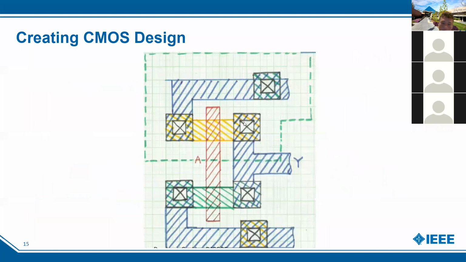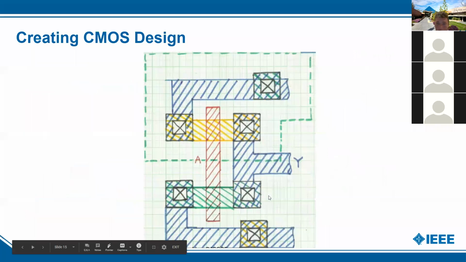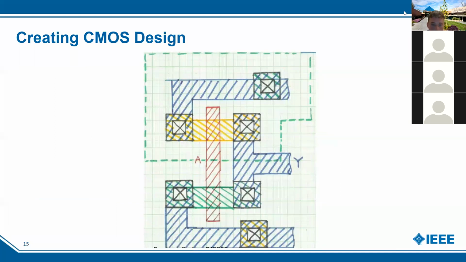And then here's a better drawn photo of an inverter that I found online, where you can see it's just an inverter. We have the VCC and ground rails on the top and bottom. We have the diffusion and the polysilicon. In this case, they specify the difference between a PMOS and an NMOS diffusion, and then the polysilicon that crosses the two, and then we have the connections connecting it into the output of Y.